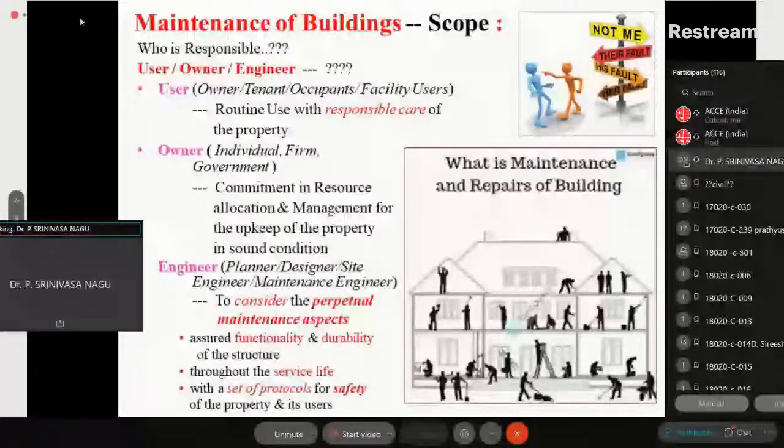Then the engineer. What is the role of engineering in maintenance? If our planning and design are good, if site selection is proper and things are located properly, the maintenance needs will be very less. Otherwise, for bigger plants, we require a separate setup like a maintenance engineer. The engineer should consider the perpetual maintenance aspects in the design and planning phase itself. Then it will have assured functionality and durability of the structure throughout the service life, with a set of protocols for safety of the property and its users. That means we should raise the awareness of the owners about the kind of protocols required for safety and good upkeep of the property.